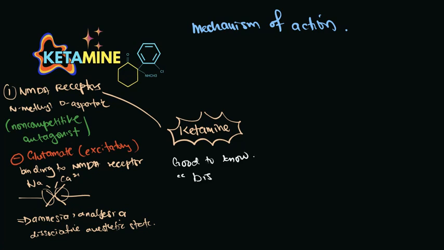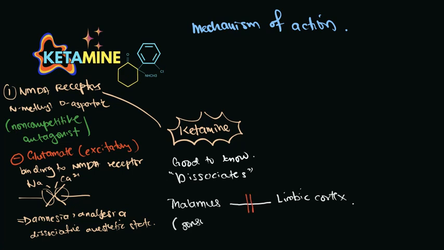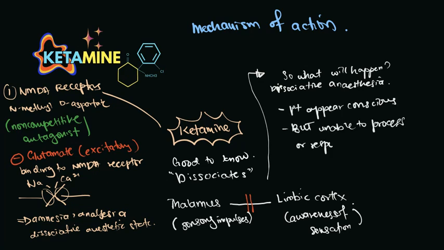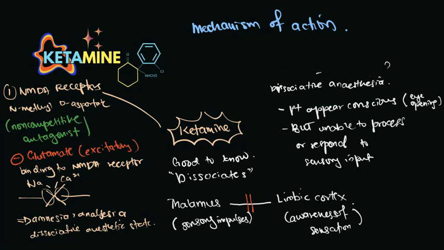A little bit of extra pearl, knowing what dissociative actually means in dissociative anesthesia. It means that the thalamus is disconnected from the limbic cortex. The thalamus is where sensory impulses are relayed, and the limbic cortex is where awareness of the sensation occurs. So what happens when both of these structures are disconnected? This causes dissociative anesthesia, where a patient appears to be conscious, but is unable to process or respond to the sensory inputs given, such as the patient has eyes open but is unable to respond or feel any impulses.